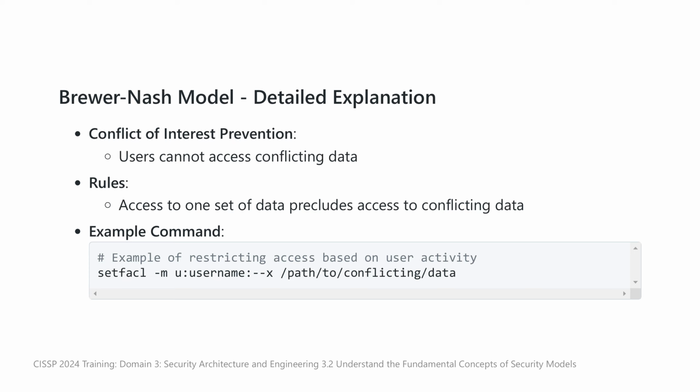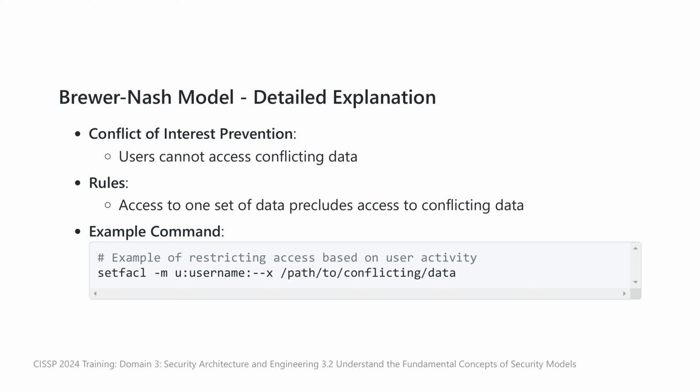This slide delves deeper into how this model operates. Firstly, it emphasizes conflict of interest prevention. Users are prohibited from accessing data that conflicts with other information they have already accessed. Essentially, access to one set of data automatically precludes access to conflicting data, ensuring sensitive information remains compartmentalized. For instance, in a consulting firm handling multiple clients, an employee granted access to Company A's sensitive data would be restricted from accessing any of Company B's sensitive data, provided that access to both could create a conflict of interest.